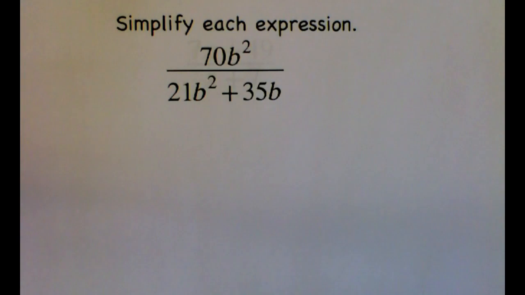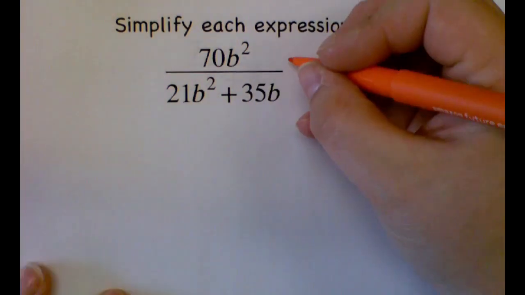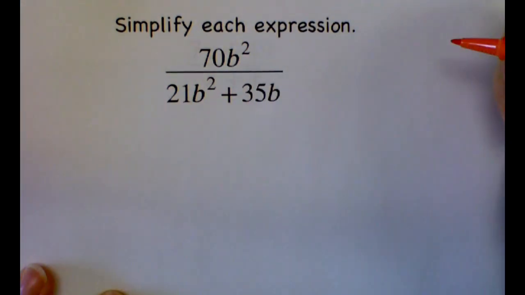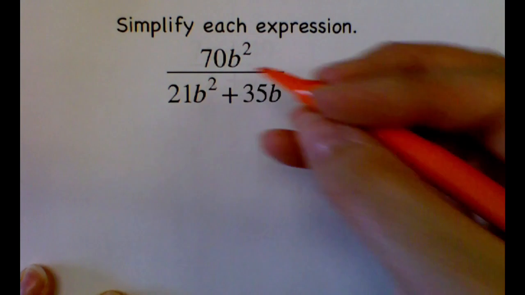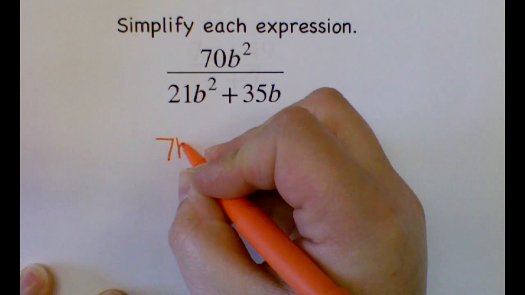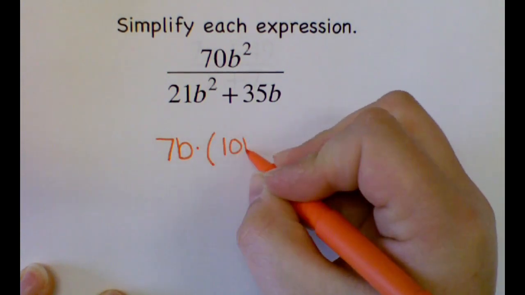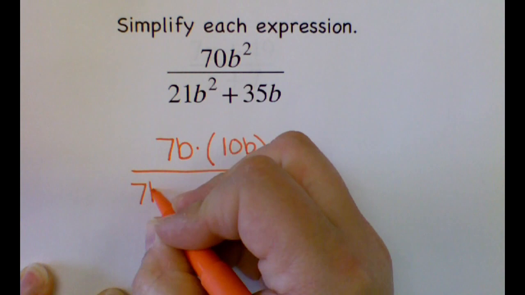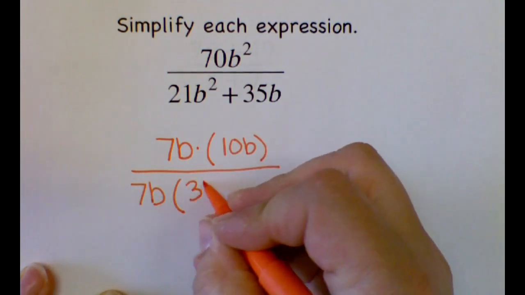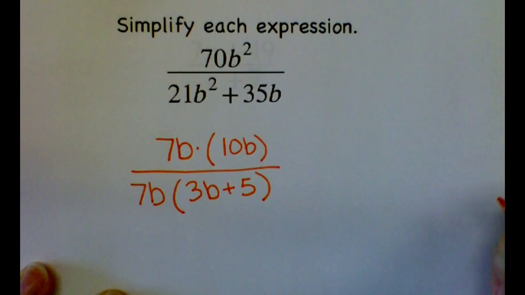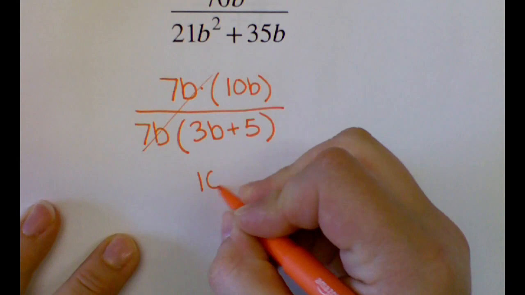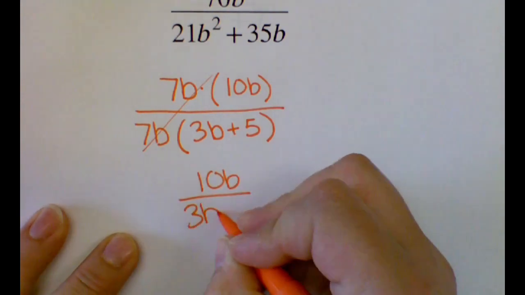Now we'll switch gears a little bit, and we're going to simplify rational expressions. So this first expression, I would start by saying, okay, what goes into every single one of these terms? Well, I can see that they can all be divided by 7, and they can all be divided by b. So essentially, I'm going to factor 7b out of the numerator. That leaves me with 10b. And I'm going to take a 7b out of the denominator. That leaves me 3b plus 5. Now those 7b's cancel, and I'm left with 10b over 3b plus 5.